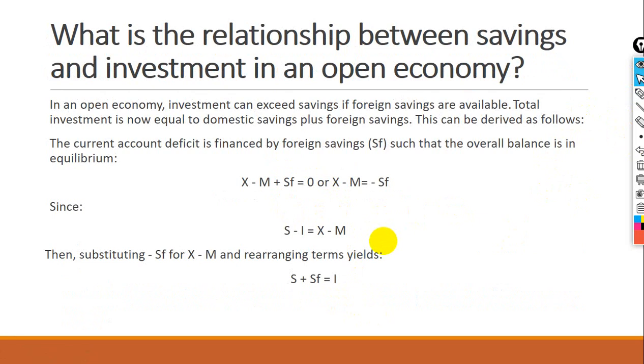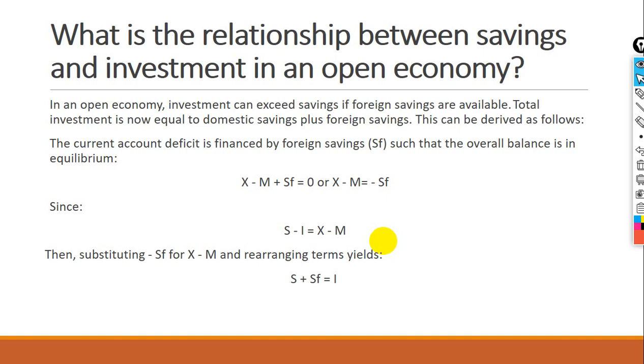So we can rewrite the equation in another form. In case of an open economy, investment will not rely only on domestic savings, but is going to rely on foreign savings or borrowing from abroad. So we can write the current account deficit as X minus M plus SF, which stands for foreign savings.